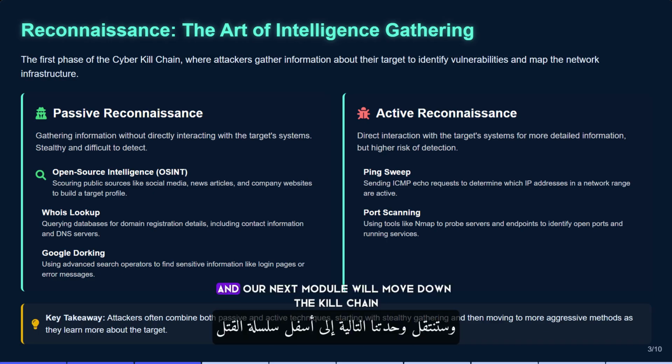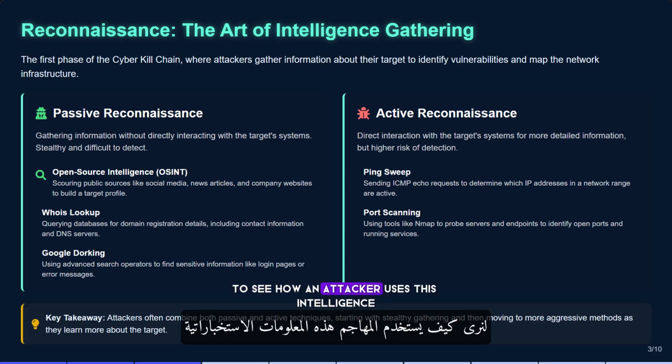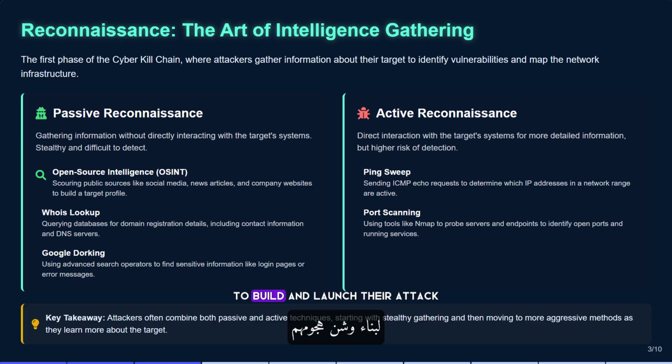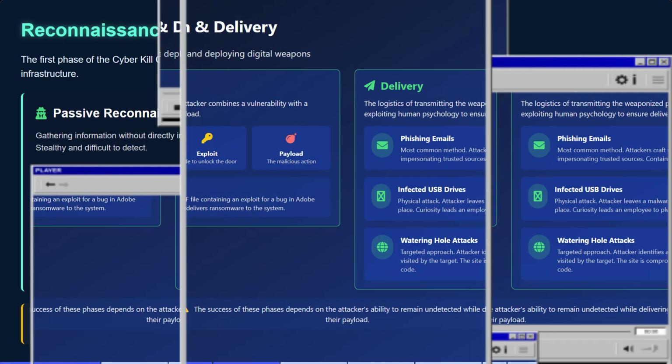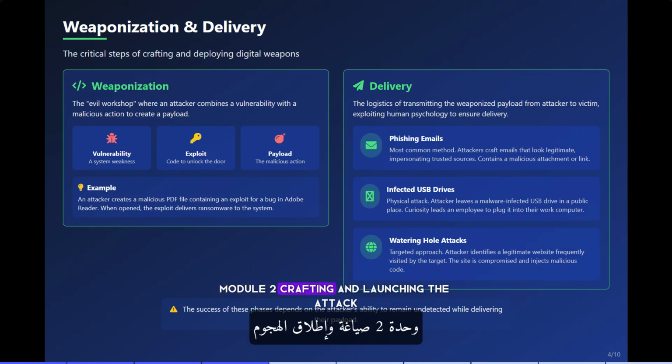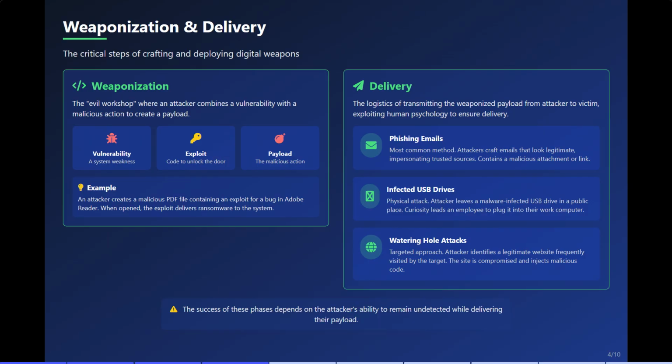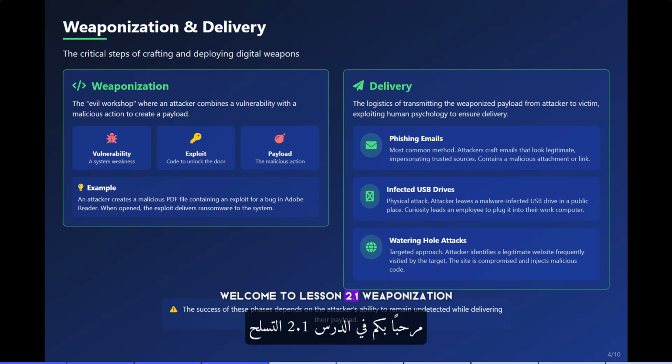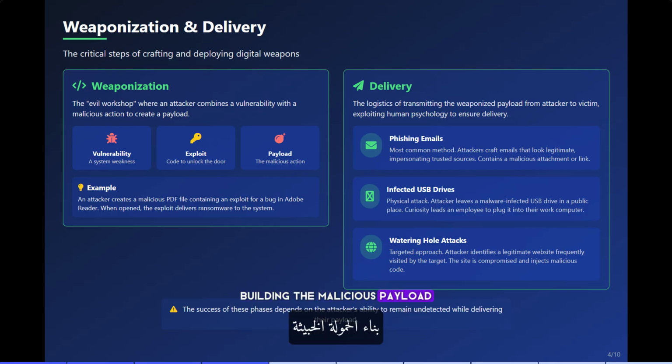Excellent work! In our next module, we'll move down the kill chain to see how an attacker uses this intelligence to build and launch their attack. Module 2. Crafting and Launching the Attack. Welcome to Lesson 2.1, Weaponization, Building the Malicious Payload.